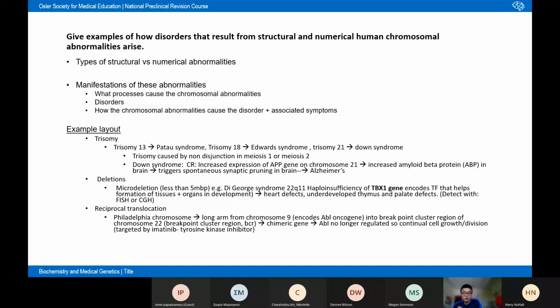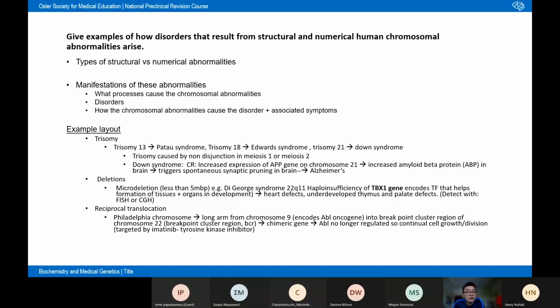And in terms of characterizing how these chromosomal abnormalities arise, they occur through non-disjunction in either meiosis 1 or meiosis 2. So in meiosis 1, you get a pair of homologous chromosomes which fail to separate, and therefore the gamete contains both homologs for 1 chromosome pair. And in meiosis 2, we have sister chromatids failing to separate, and thus gametes contain 2 copies of 1 homolog. And so that's addressing this part, what processes cause the chromosomal abnormalities.